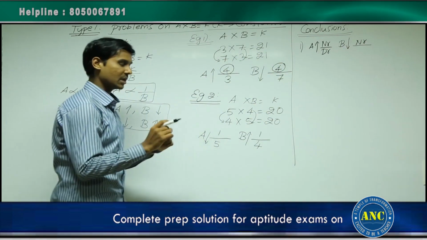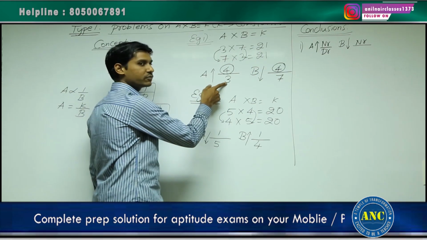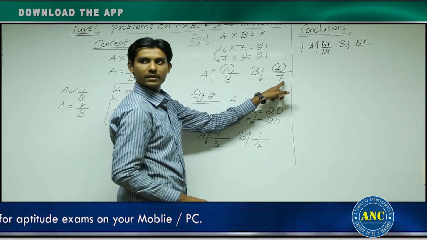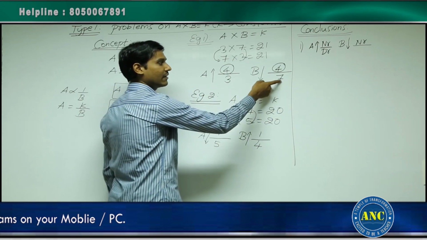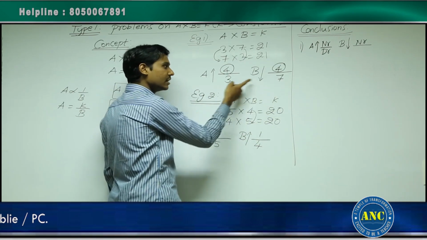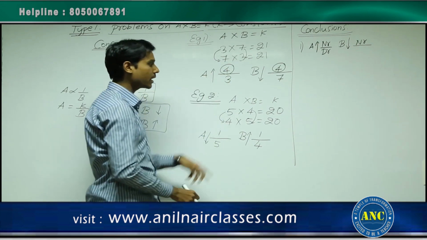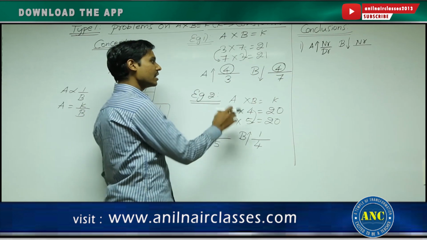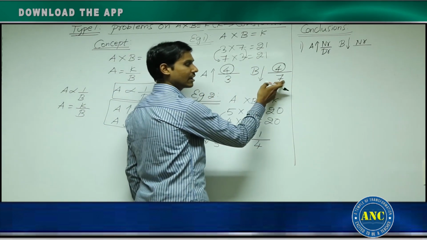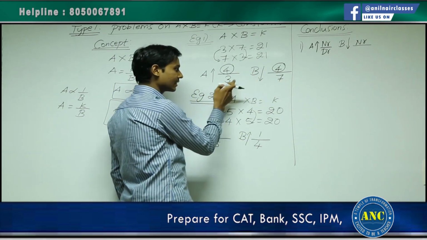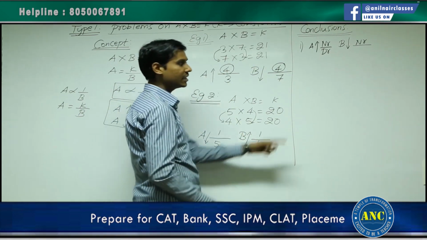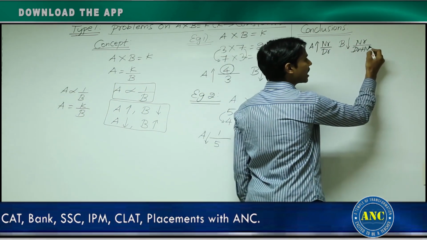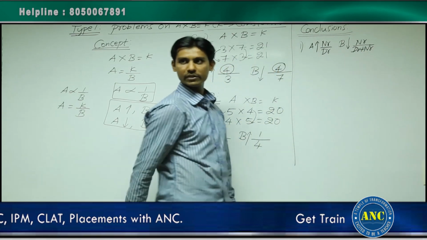Clear with that point? Similarly, what is the denominator of A? Denominator of A is 3. Denominator of B is 7. Can I write this 7 as 3 plus 4 of A? 3 plus 4 is nothing but 7 only, right? That means if it is 3 here and 7 here, this 7 can be written as 3 plus 4 of A. In this case, it is denominator plus numerator. It is nothing but DR plus NR. Clear with this point?